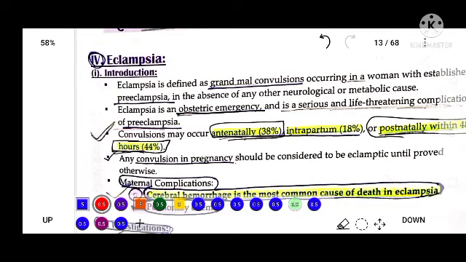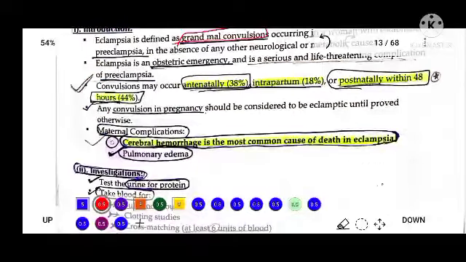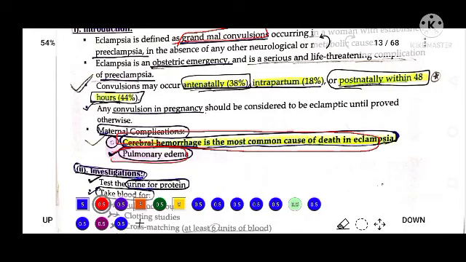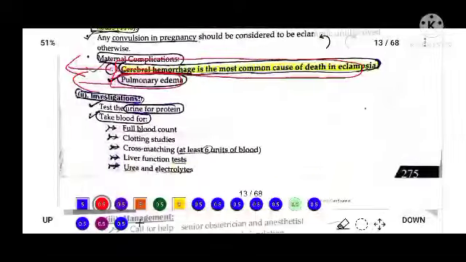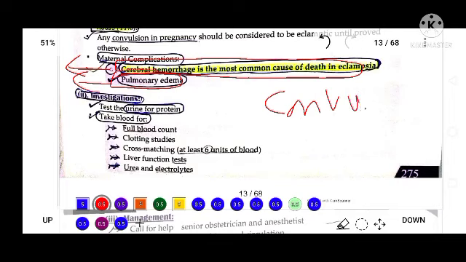The other disease which can create problems during pregnancy is eclampsia. In eclampsia, what happens? Grand mal convulsions occur, and those grand mal convulsions along with preeclampsia with cerebral hemorrhage are the most common cause of death, and pulmonary edema is a maternal complication of eclampsia. So convulsions along with preeclampsia can create dangerous consequences for the mother's health, and this condition must be treated early.